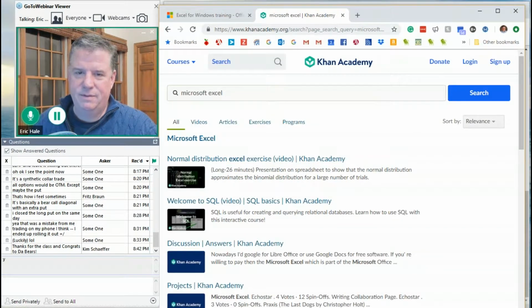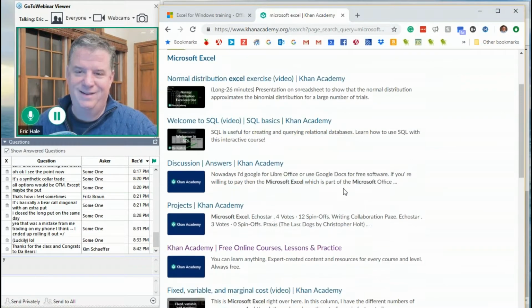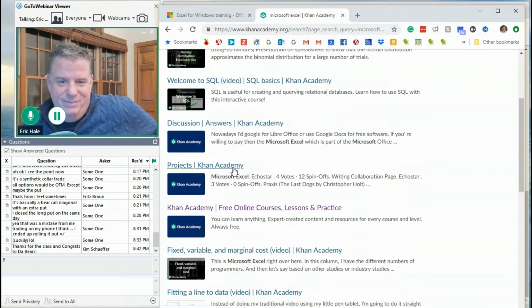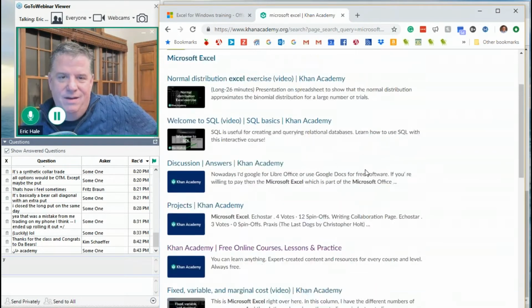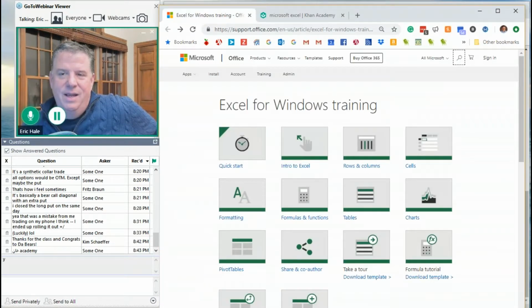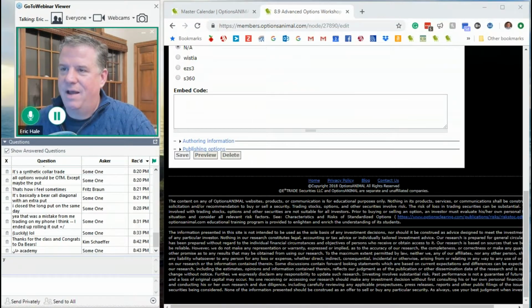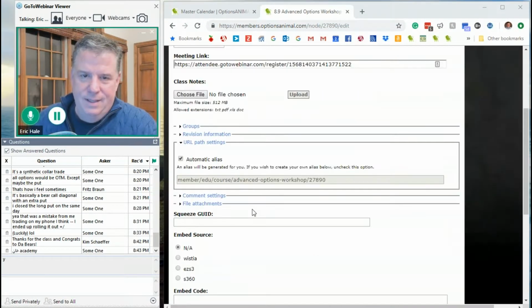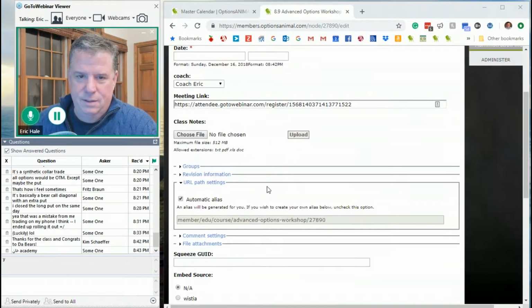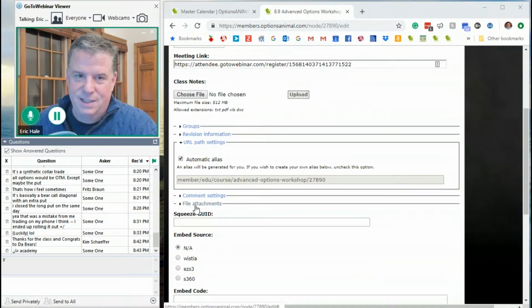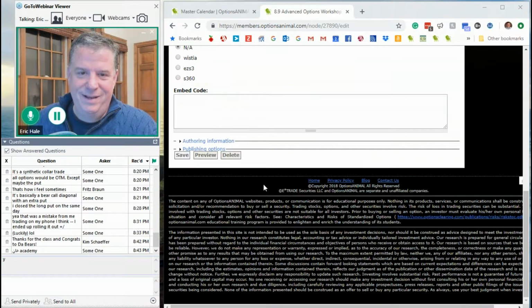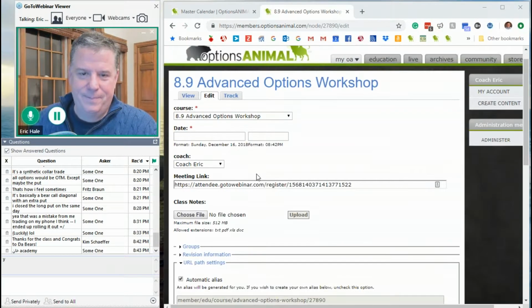that you're going to find normal distribution Excel exercise. Cool. I might go do that. Projects. I don't know if there's maybe a ton of stuff there, but there's all different levels of training that are available out there. A lot of it's for free. Just like options education, though, the free stuff's not always so good. You know what I mean?